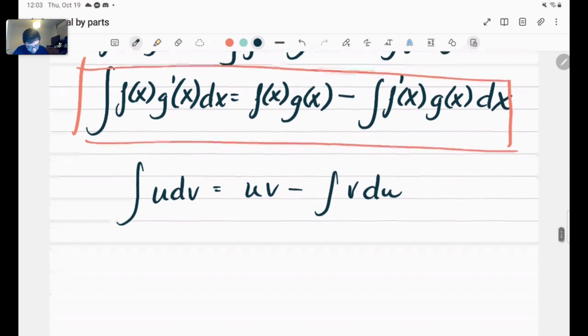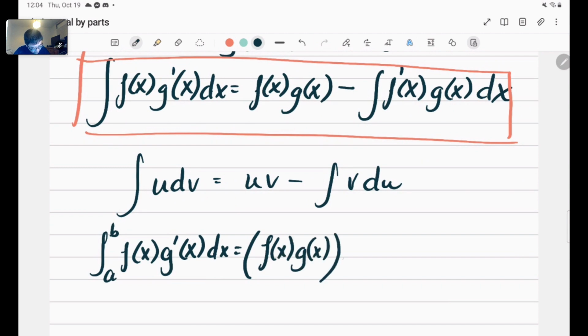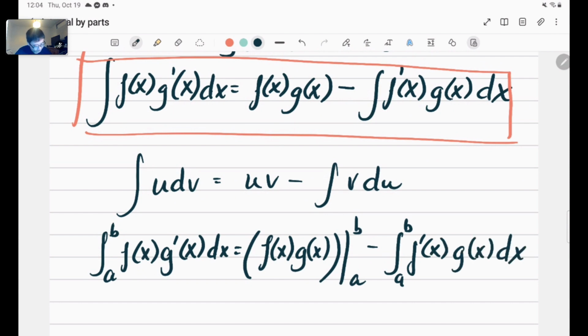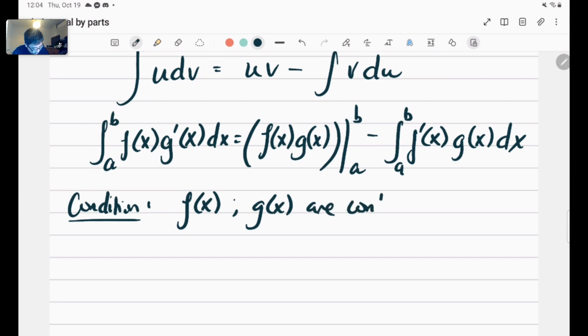And of course, following integration by parts, the definite integral is going to be evaluating f times g in the interval from a to b, minus the integration from a to b of f prime of x times g of x dx. So that is the definite integral. And the condition for this to be true is that f and g of x are continuous functions.